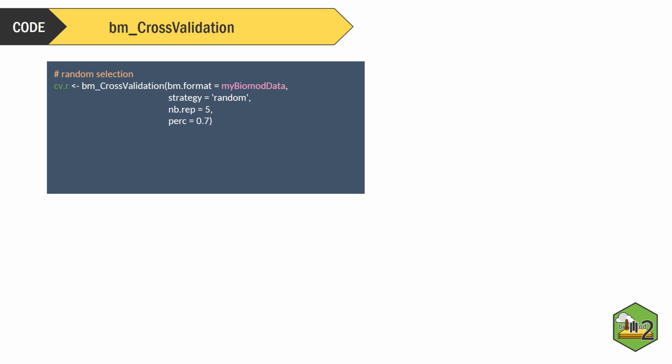The function is simple. You have to provide your formatted data from the previous step, select your strategy to split your data, and some additional parameters depending on the chosen strategy. And as for the pseudo-absences selection, the simplest one is a random strategy. Here you ask to keep 70% of your data for calibration and the remaining part for validation, and to repeat this process 5 times.